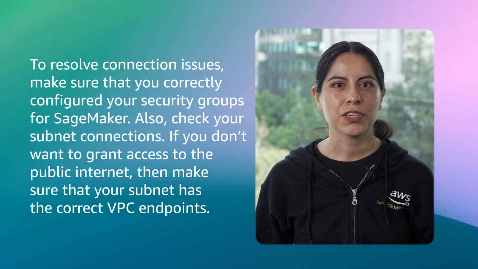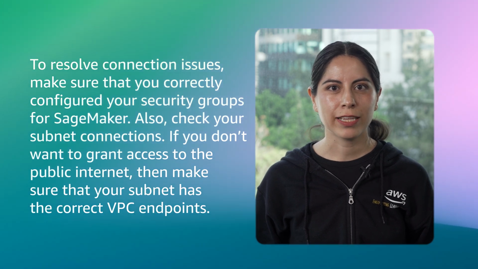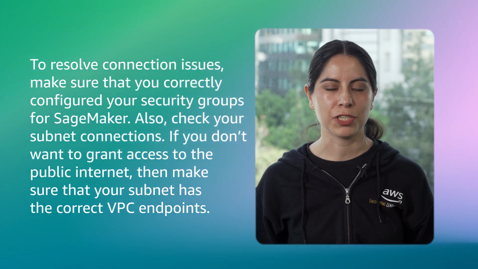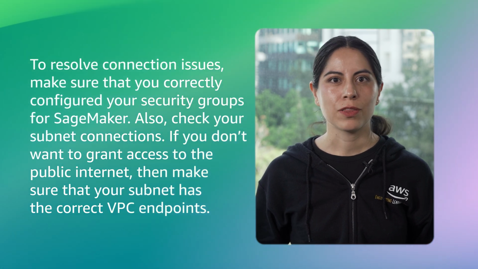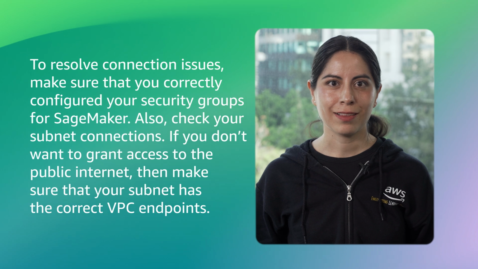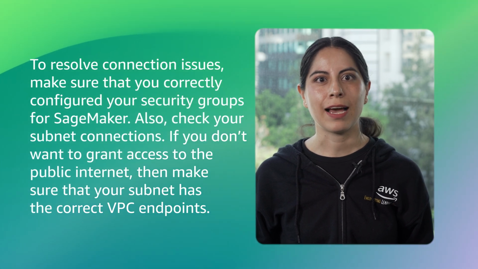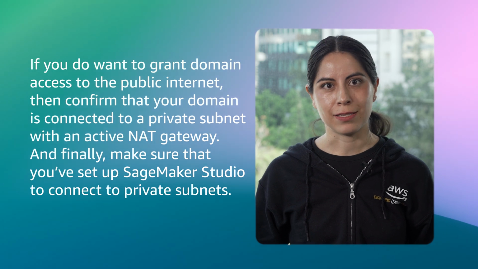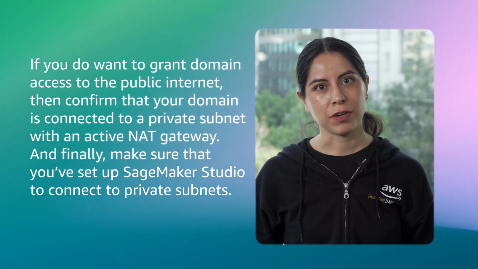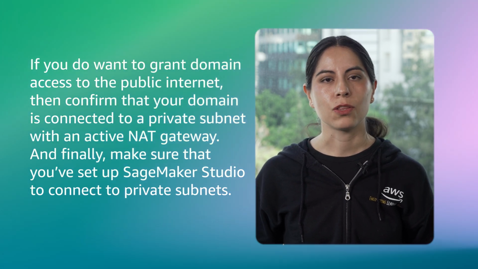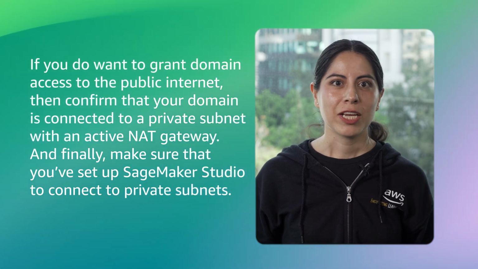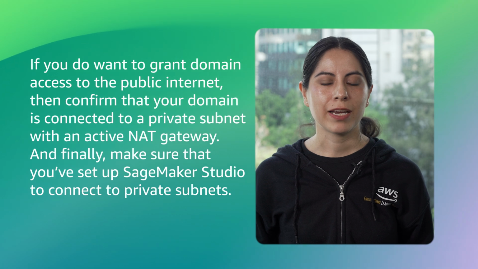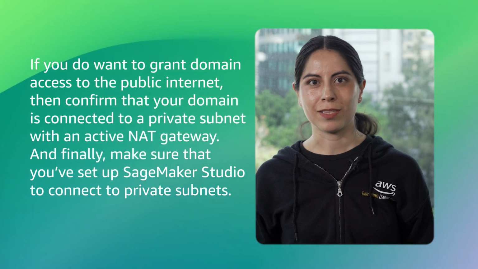To resolve connection issues, make sure that you correctly configured your security groups for SageMaker. Also, check your subnet connections. If you don't want to grant access to the public internet, then make sure that your subnet has the correct VPC endpoints. If you do want to grant domain access to the public internet, then confirm that your domain is connected to a private subnet with an active NAT gateway. And finally, make sure that you have set up SageMaker Studio to connect to private subnets.